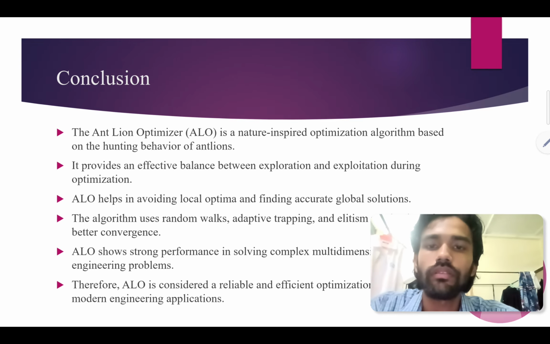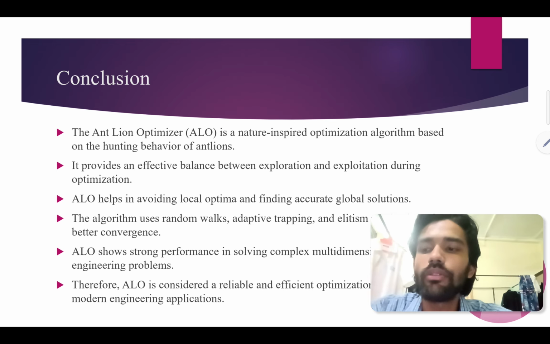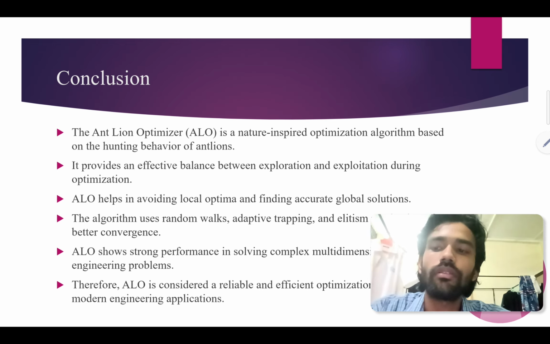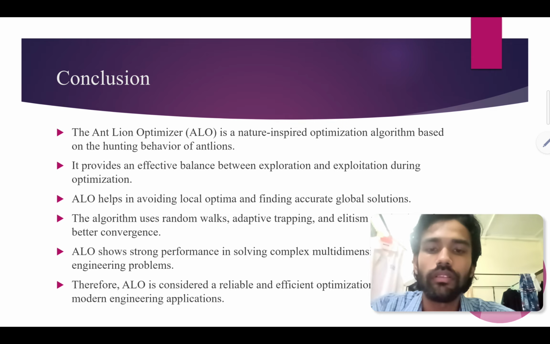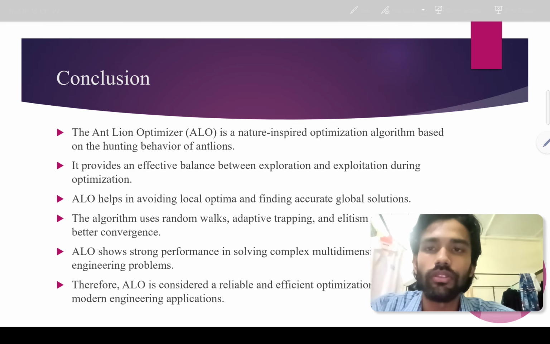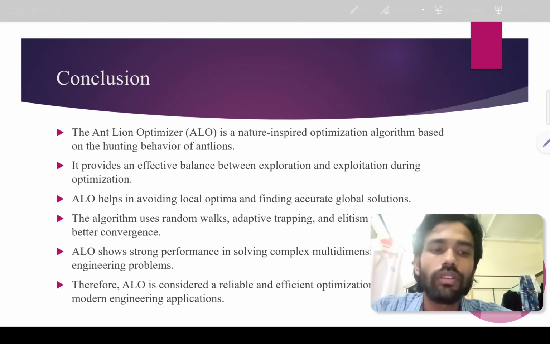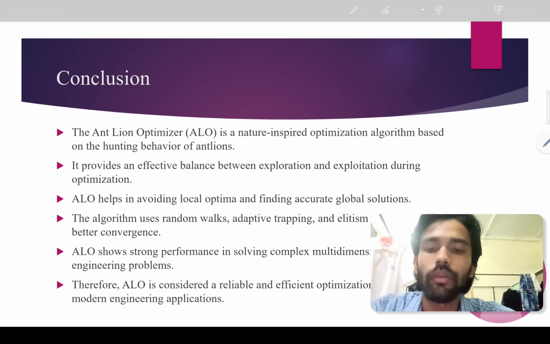Coming to the next slide. So we can conclude that the antlion optimizer is a powerful swarm intelligence optimization technique inspired by nature. It effectively balances exploration and exploitation to find global optimum solutions. So it helps in avoiding local optima and finding accurate global solutions, etc. It also shows strong performance in solving complex multidimensional engineering problems. So we conclude that it is considered a reliable and efficient optimization technique in modern engineering applications.